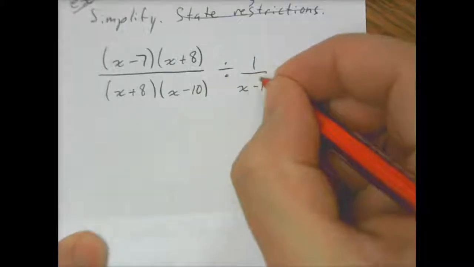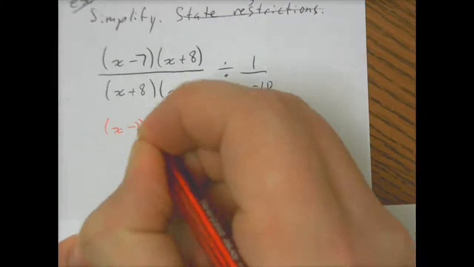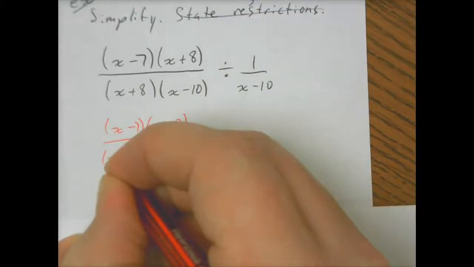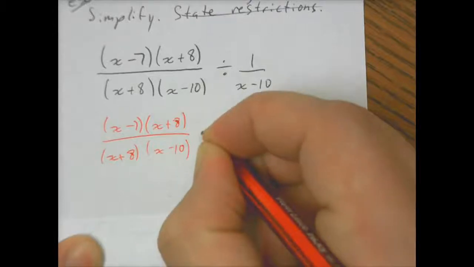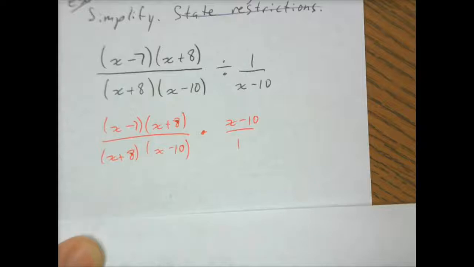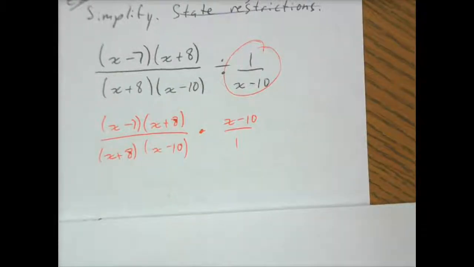Because I'm dividing by 1 over x minus 10, I'm going to keep the first fraction the exact same. So x minus 7 times x plus 8 over x plus 8 times x minus 10, times x minus 10 over 1 now. Notice I'm taking the reciprocal of what I'm dividing by, and I'm multiplying by the reciprocal.